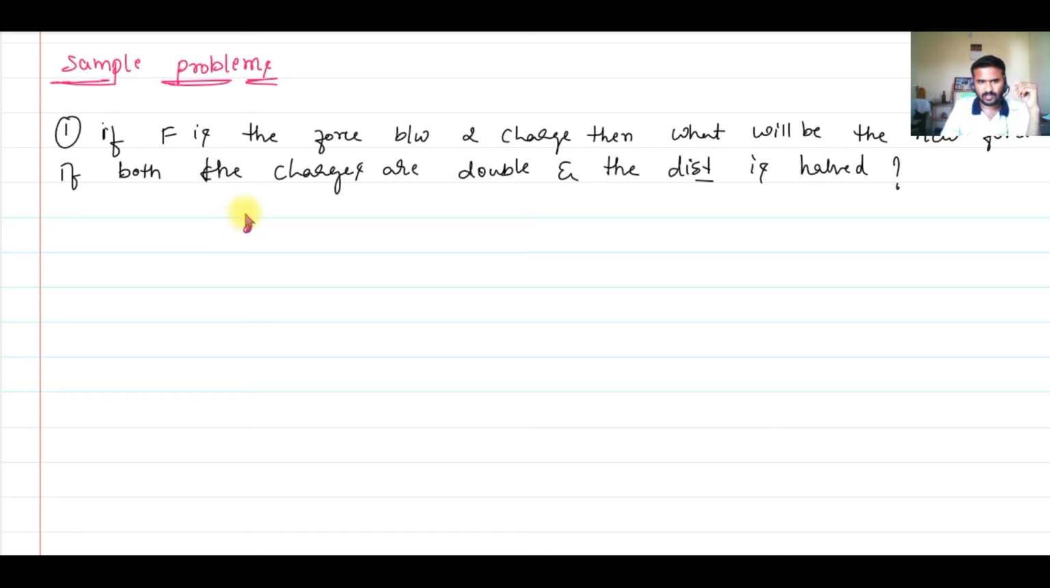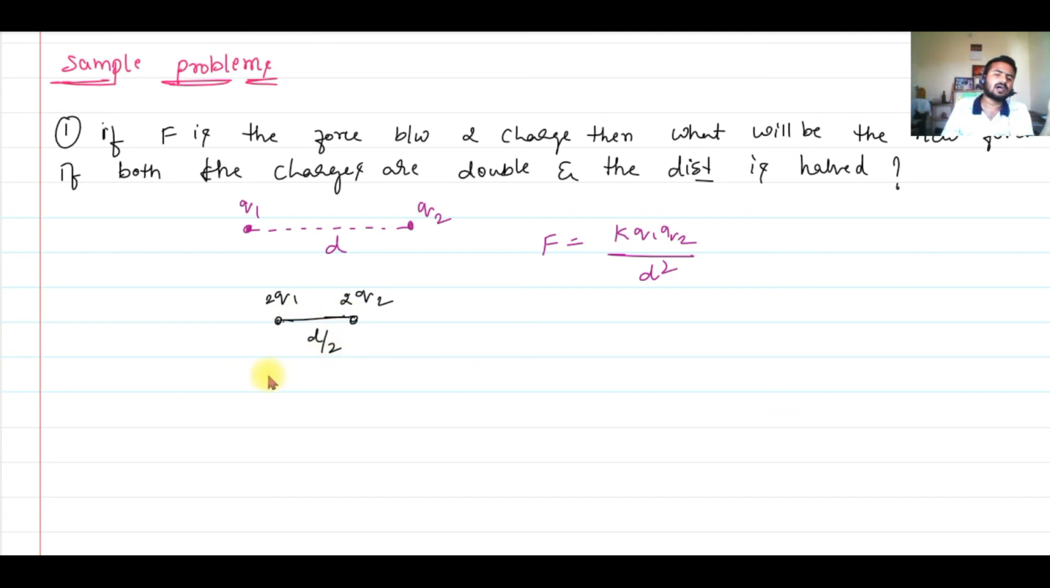So it's like you have charge q1 here and q2 here. Now let us say they are separated by distance d. The force between them can be written as k q1 q2 divided by d square. Now these two charges are doubled, so this becomes 2q1, and the other charge becomes 2q2, and the distance between them becomes half of the initial distance. So now what will be the new force? The new force can be written as k into 2q1 multiplied by 2q2 divided by d by 2 the whole square.